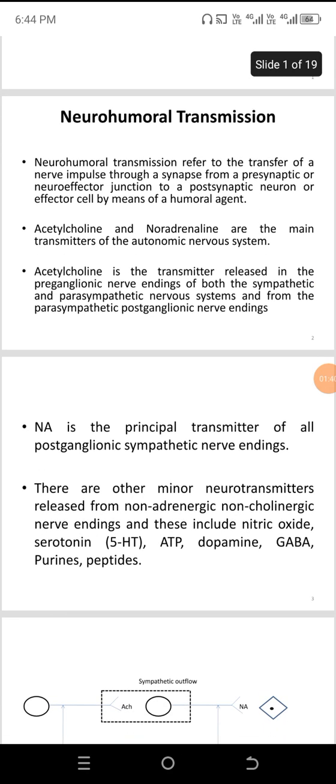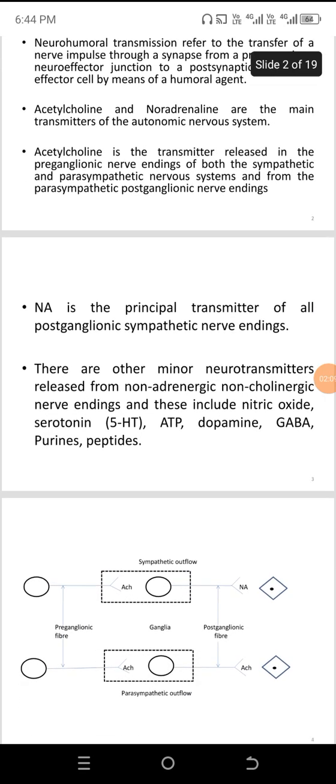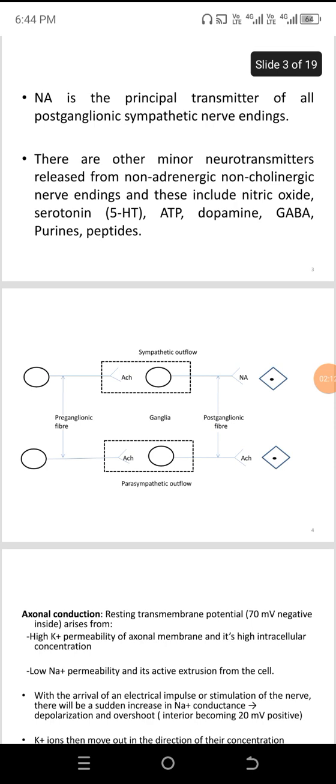But apart from these two, there are other minor neurotransmitters that are released from neurons called non-adrenergic, non-cholinergic fibers. And these minor neurotransmitters include nitric oxide, serotonin, 5-hydroxytryptamine, ATP, dopamine, GABA, purines, and peptides. This diagram here is merely explaining to us what we described earlier when we said acetylcholine is the neurotransmitter for all preganglionic autonomic fibers, whether sympathetic or parasympathetic.